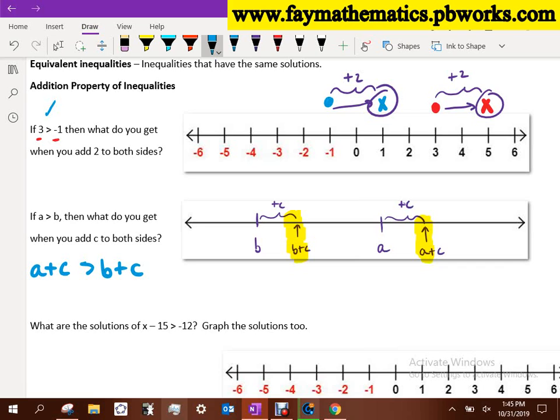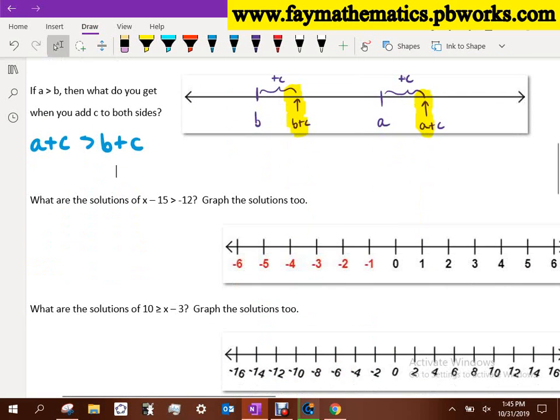Eventually when we start dividing and multiplying to isolate variables, the concept is really the same thing that's going on right there. But instead of addition, it'd be multiplication and division. So we get some examples.